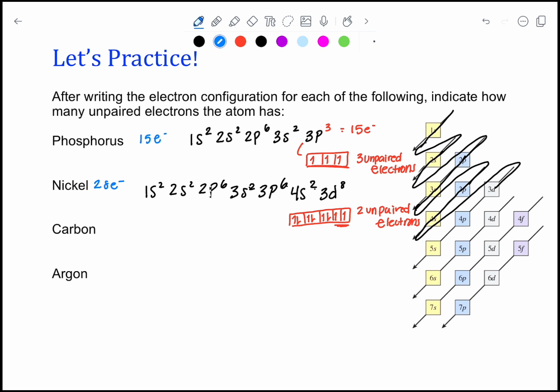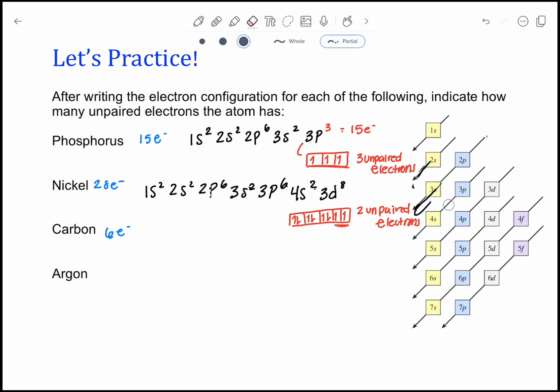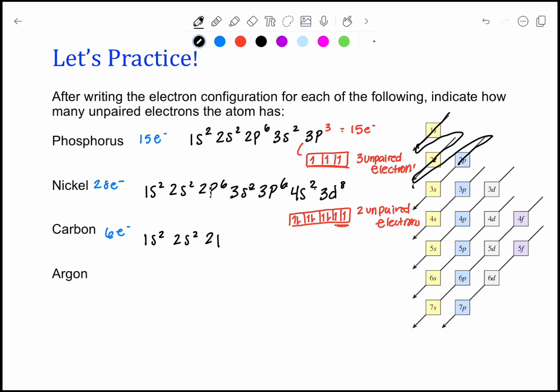Okay, carbon next. Carbon has 6 electrons. Okay, so we're going to follow our lines again. So we start with 1s. 1s has 2. Then we jump to our 2s. That has 2. Then we jump to our 2p. We know that has 6. But if I take stock, I have too many electrons. I have 10 electrons there, and I only had 6 electrons to give away.